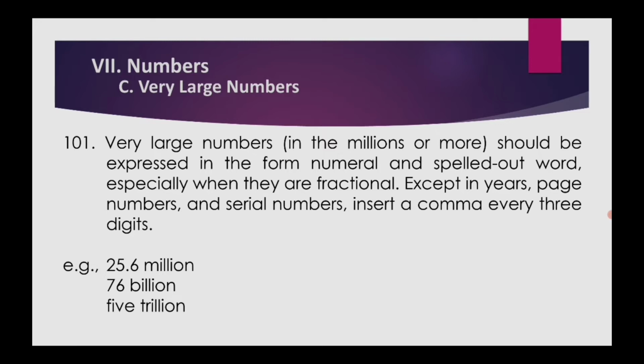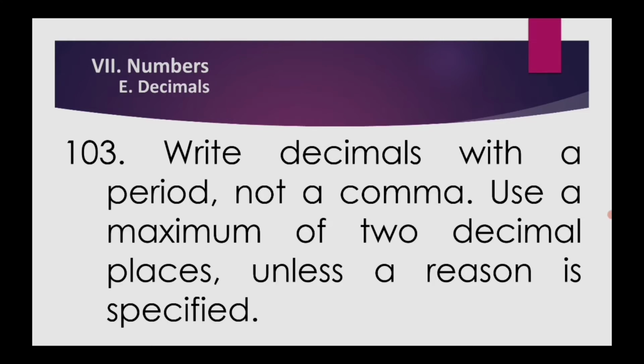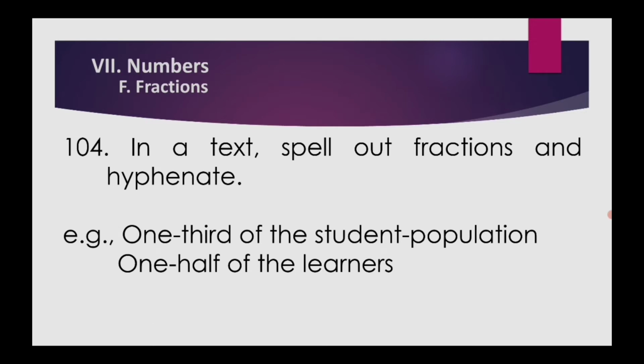For example, 25.6 million, 76 billion, 5 trillion. Percent. When used in press releases and speeches, spell out percent rather than use its symbol form. If the article uses percent 3 times or more, use the symbol rather than the word percent. Use the percent symbol in infographics. For issuances, use the spelled-out form. Decimals. Write decimals with a period, not a comma. Use a maximum of 2 decimal places unless a reason is specified. In a text, spell out fractions and hyphenate. For example, one-third of the student population, one-half of the learners.